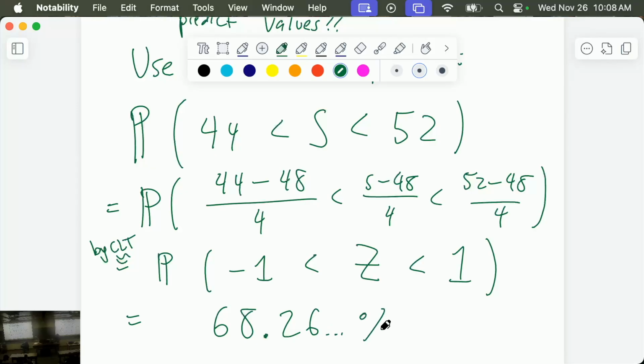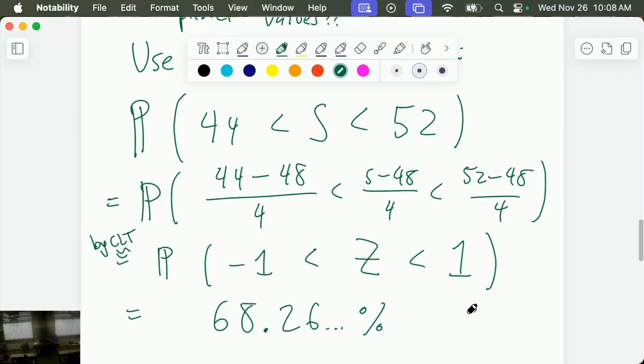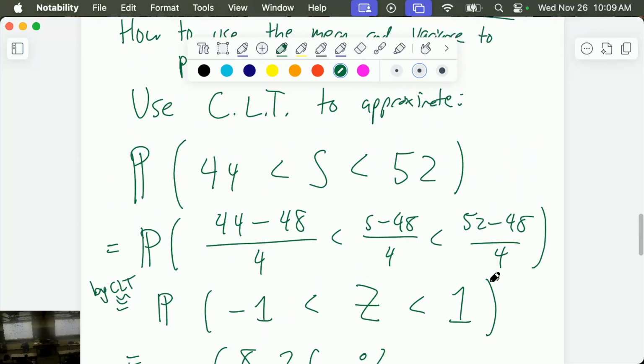This is a really famous one: if you work with these kinds of things, 1 standard deviation, 2 standard deviations, 3 standard deviations, you'll memorize them over time. So 68.26%. What I'm saying is if we roll all these dice, we should get a number between 44 and 52 about 70% of the time. That's pretty good. You could go one more standard deviation, between 40 and 56, and that would be about 95% of the time.